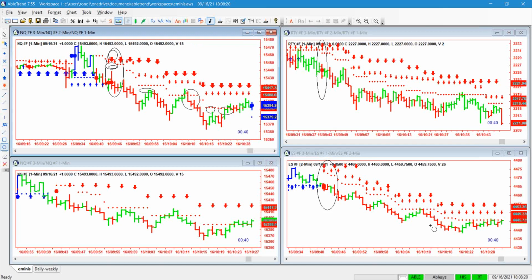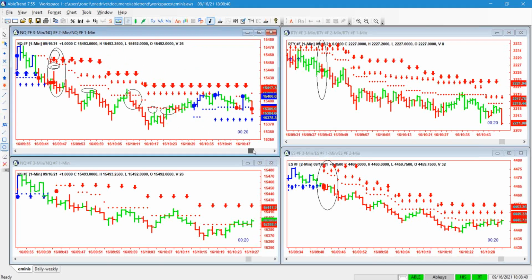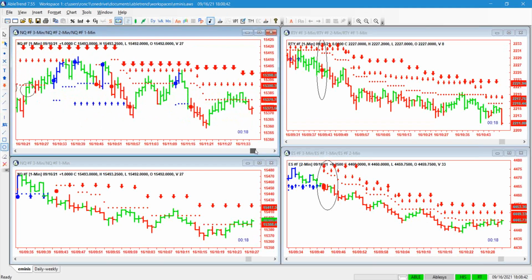TD Ameritrade's been giving Emini data for years, Jeff. Yeah, if you have TD Ameritrade and you have an Emini and you have a futures account, you can get the TD data inside of AbleTrend for, it's got to be at least 4 or 5 years now, if not longer. Yes, sir. And it's been good. It's been real good, real good.